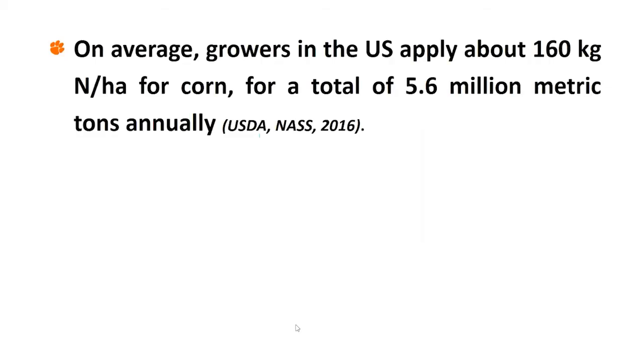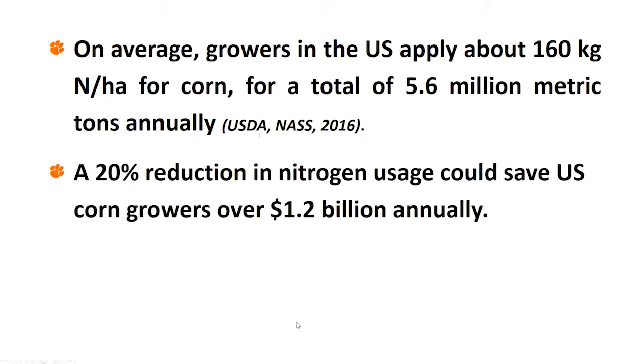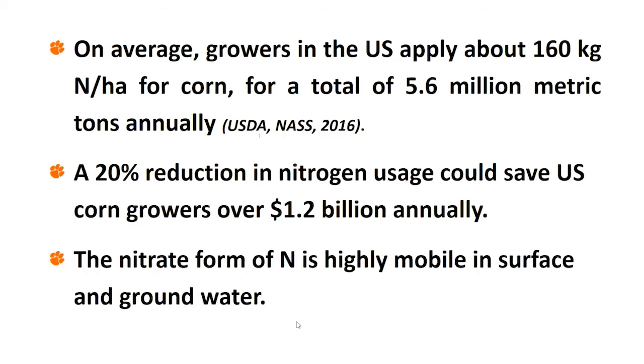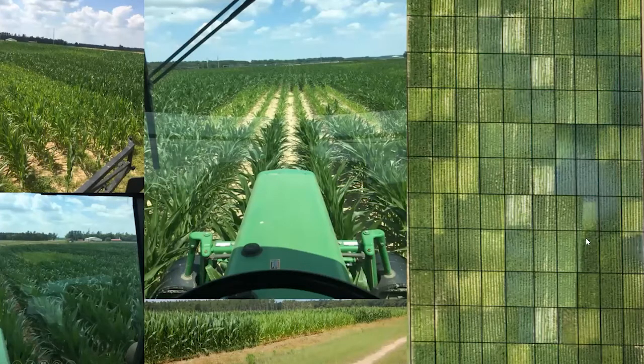So it's obvious that nitrogen is very important, and a reduction of 20% would save growers 1.2 billion annually. And because it's very important, we work on this project. We applied different ranges of nitrogen, and we measured NDVI from the field and enriched strip and compared it with all of these plots, and we developed an algorithm for that.